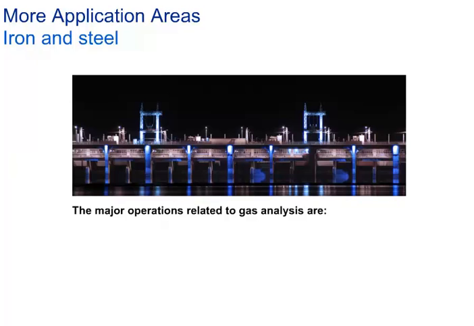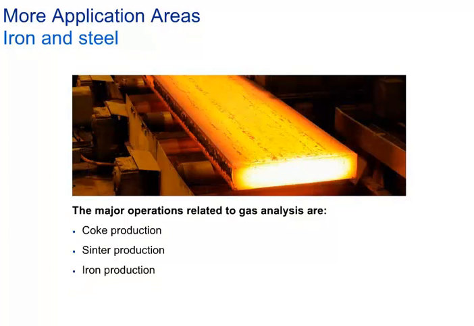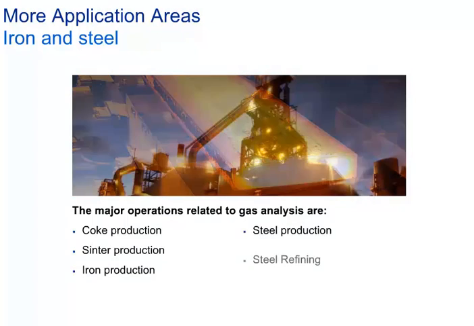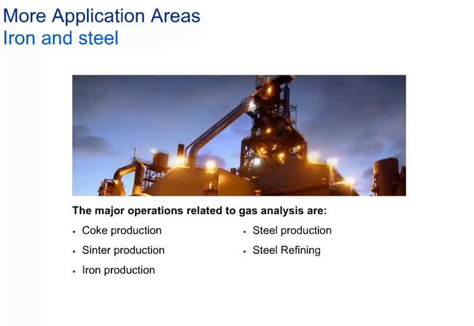In iron and steel production, the major operations related to gas analysis are coke production, sinter process, iron production, especially top gas analysis, steel production, and steel refining.